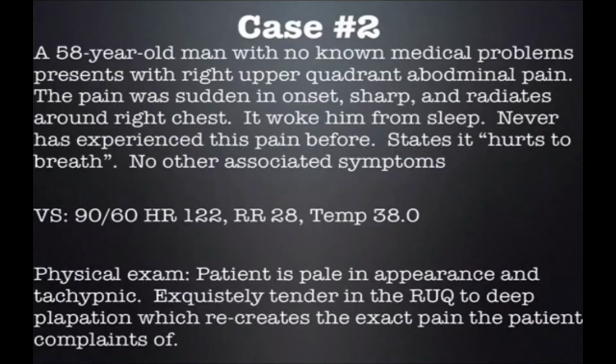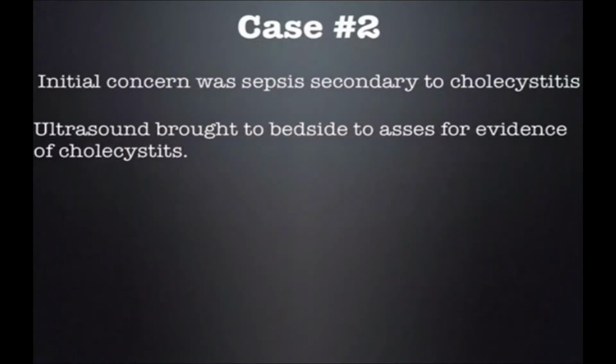No other associated symptoms. Vital signs show a blood pressure of 90/60 with a heart rate of 122, respiratory rate 28, and temperature is 38.0. Now the patient is pale in appearance, tachypneic, and exquisitely tender in the right upper quadrant to deep palpation, which recreates the exact pain the patient complains of. Initial concern was sepsis secondary to cholecystitis.